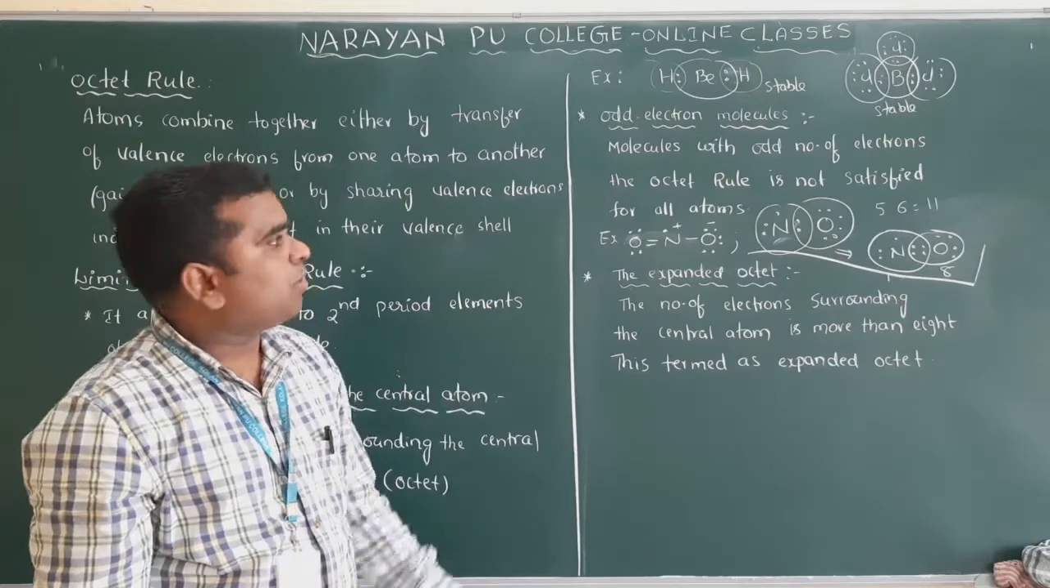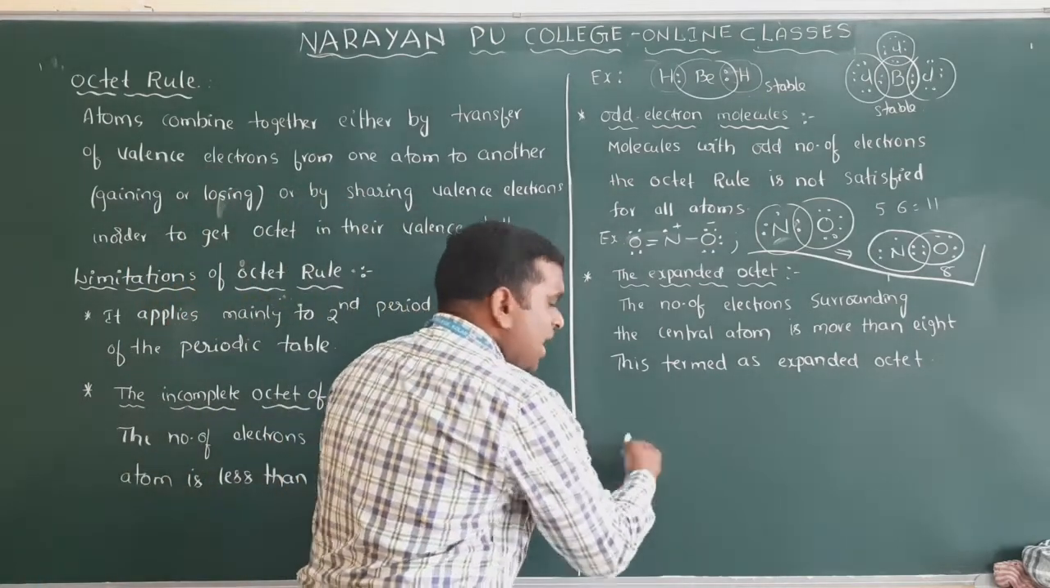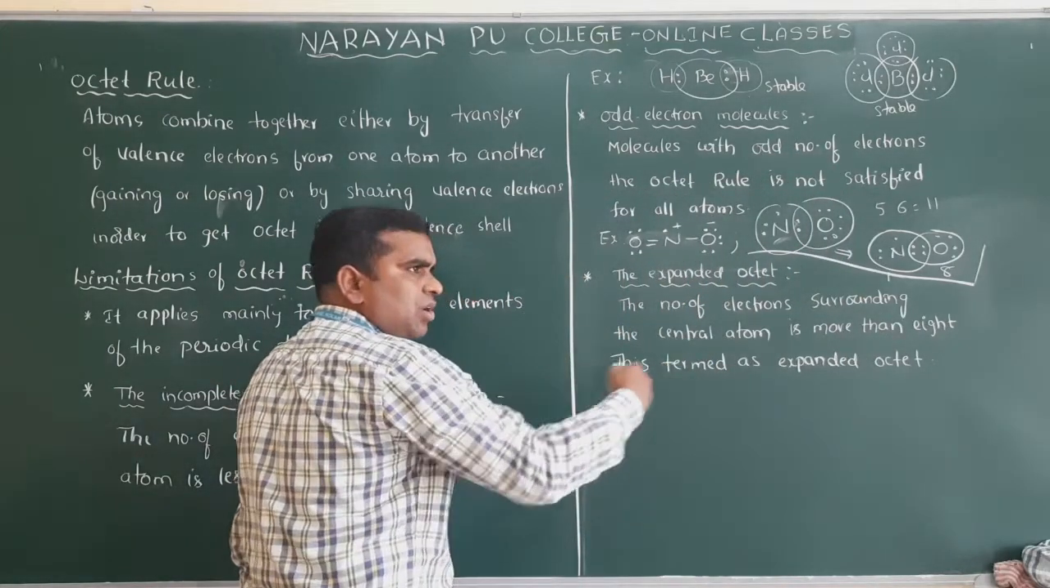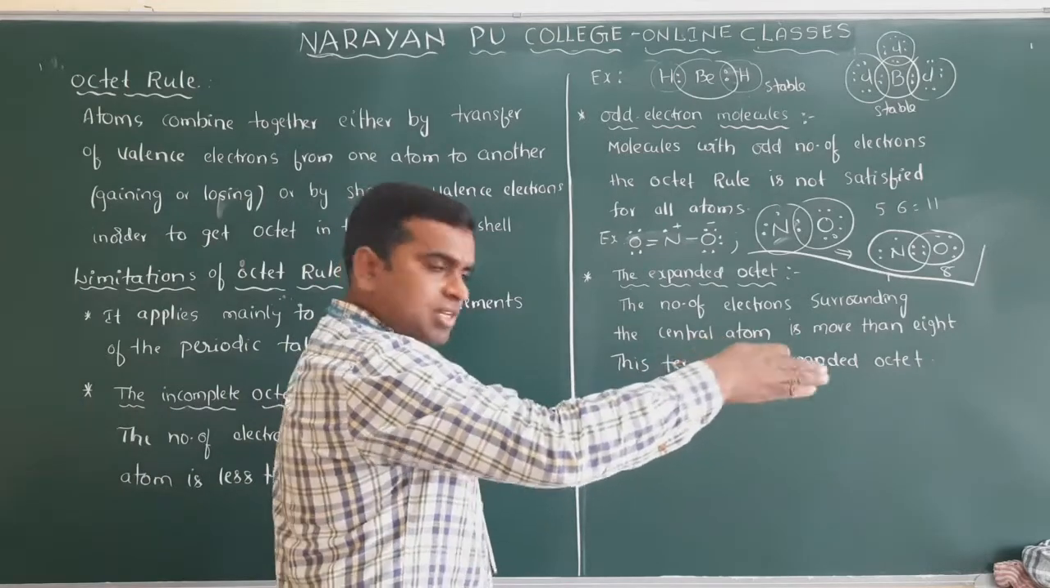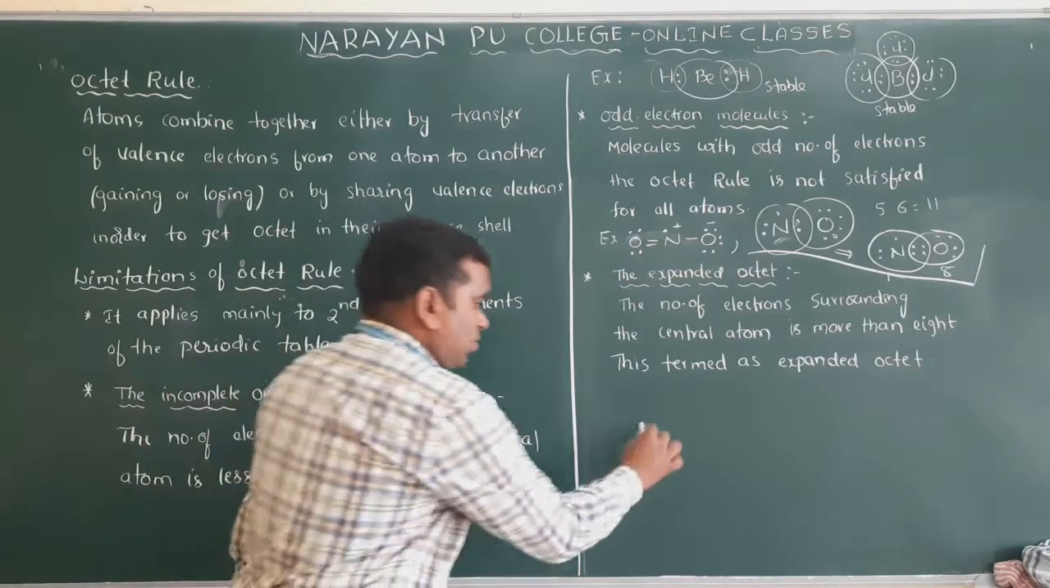And why those are stable is not explained by the octet rule. So what do those molecules mean? I will write here PF5. This is mainly for the third period elements. Clear? So, third periodic elements. Clear? So what is the first case?